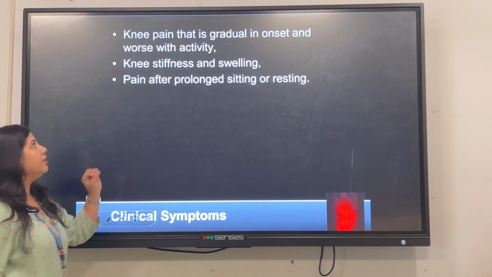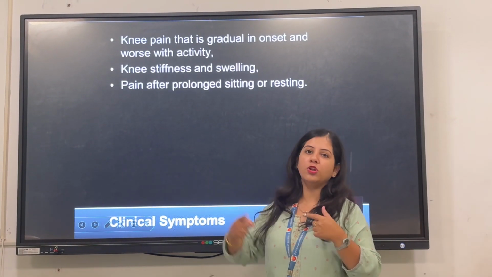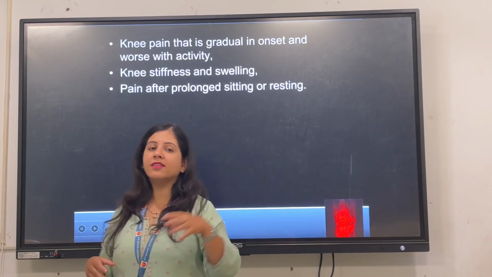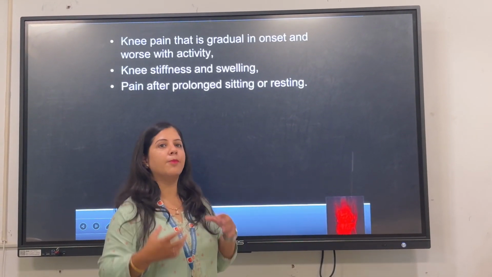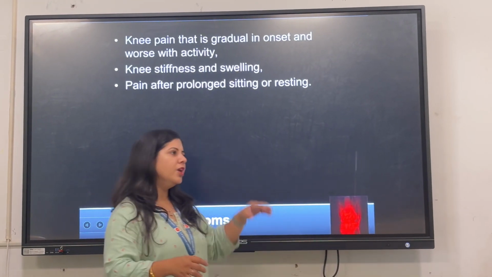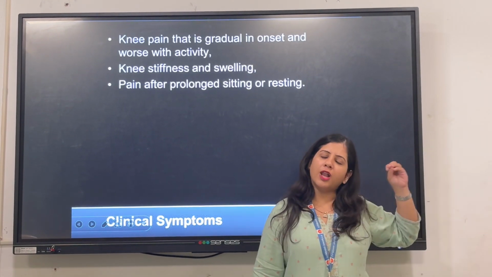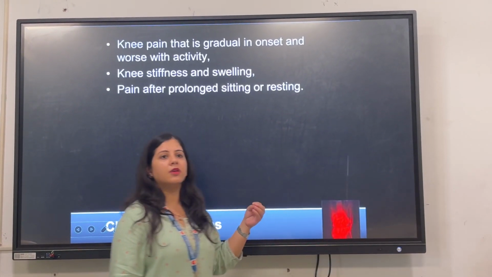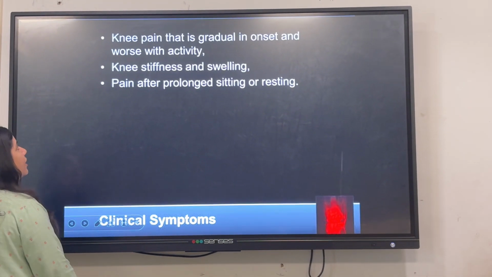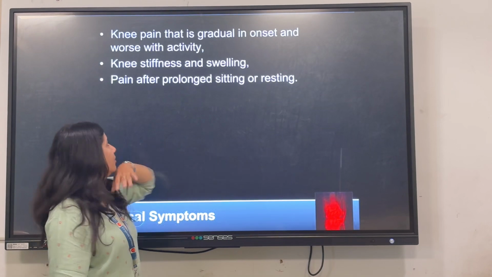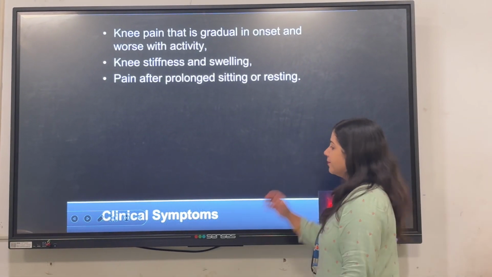Now this knee pain is gradual in onset. What do you mean by gradual? That means it will progress slowly. It will not happen that the person is sleeping at night and in the morning he complains of severe pain. No, the patient will give a history like, for the last 3 to 4 months I am having pain in my knee joint, and now it is more severe. Knee stiffness and swelling will be there, and pain after prolonged resting or sitting will be there.